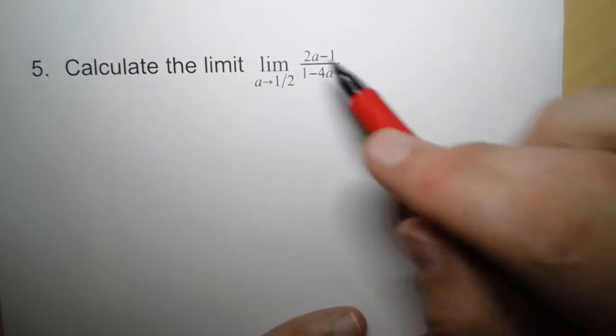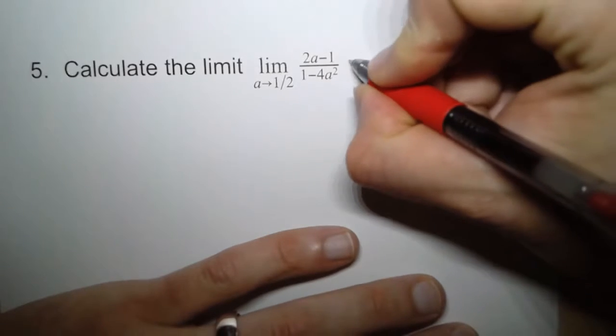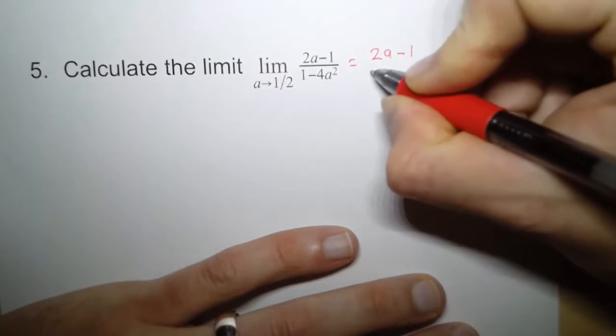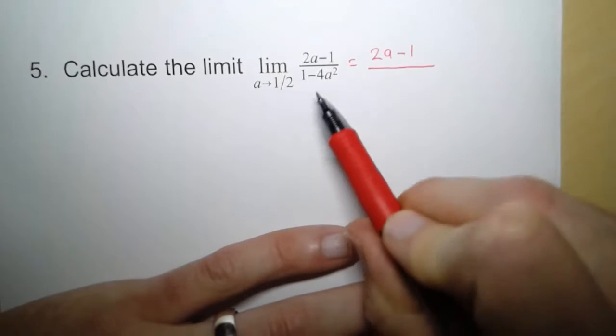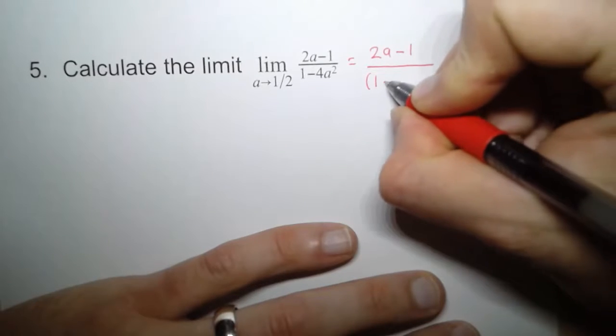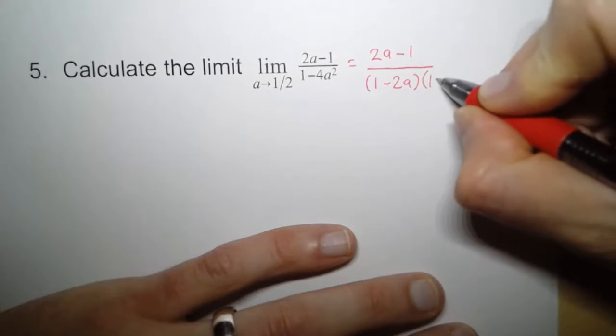How can we simplify this? Well, the bottom is a quadratic, and we can factor that. So on the top we have 2a minus 1. On the bottom, this is a difference of squares. So this is going to be 1 minus 2a and 1 plus 2a.